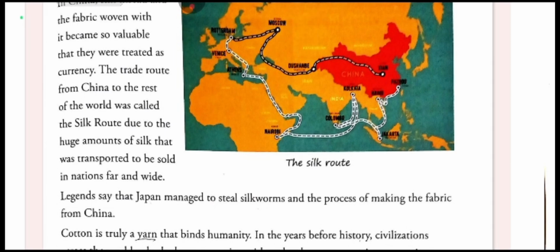The trade route from China to the rest of the world was called the Silk Route due to the huge amount of silk that was transported to be sold in nations far and wide. At that time, silk was traded by China to the rest of the world, and that particular route was also called the Silk Route.